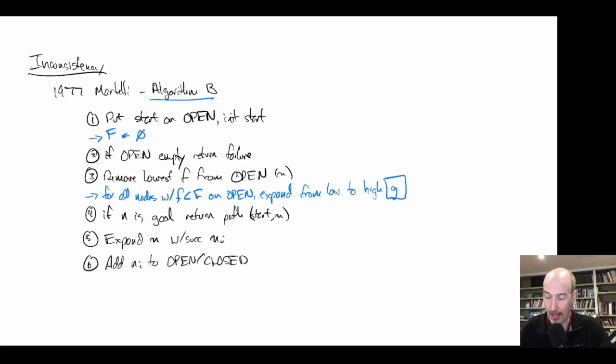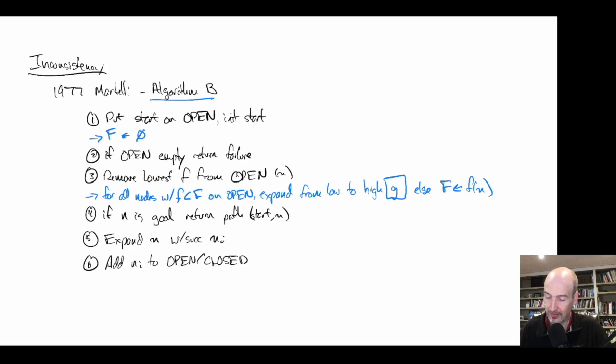So what algorithm B does is keep track of F. Oh, sorry, there's one more step I forgot in here. Else, going back to blue here, we say F gets f of n.